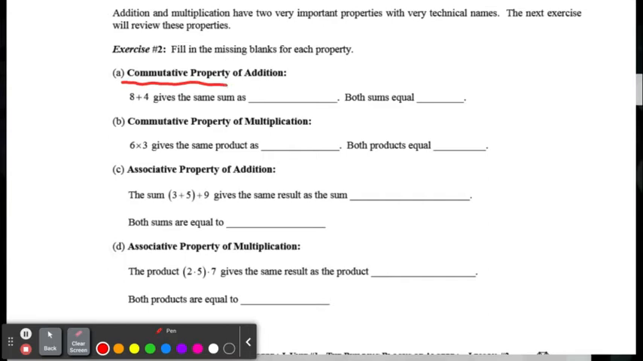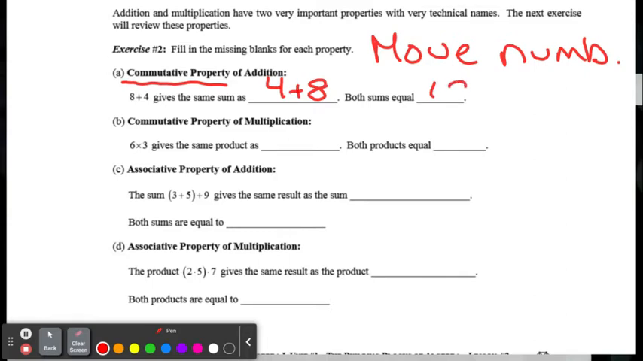So the commutative property is where you can actually move your numbers, and you get the same answer. So it says 8 plus 4 gives the same sum as 4 plus 8. Doesn't matter what order you add your numbers, and both sums equal 12. So that works for adding for part A, or for part B, it works for multiplying. So they say 6 times 3 gives the same product as 3 times 6, and both products equal 18. Okay, so that's the commutative property. Kind of like when you commute to work or something, you're moving from one place to another.